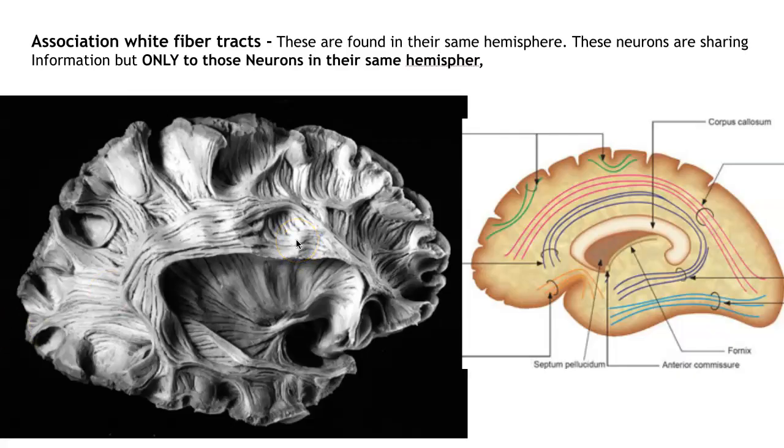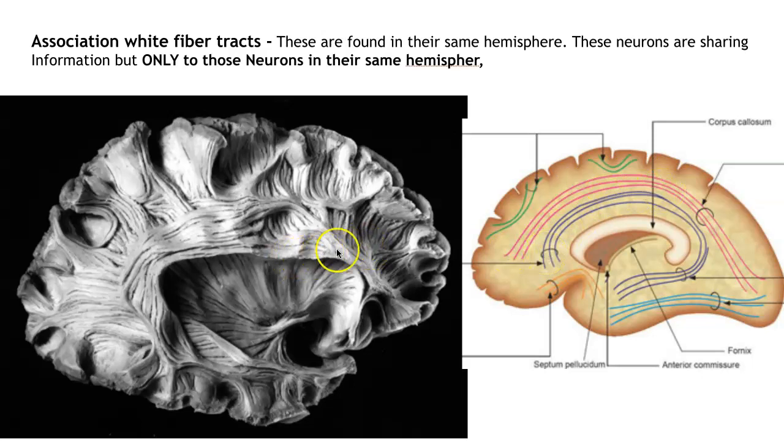Now we get to association white fiber tracts. These are found only in the same hemisphere. So if this was the right hemisphere, these association fiber tracts are only talking to interneurons within that same hemisphere. They are not sharing any of the information that they may be communicating about with the left hemisphere.